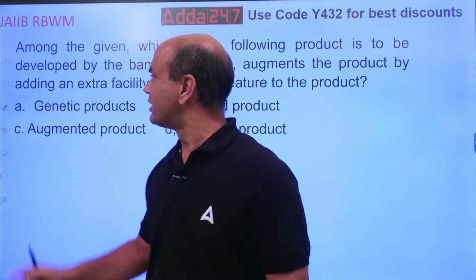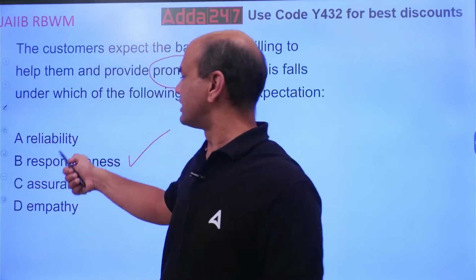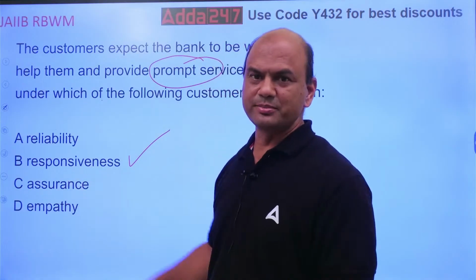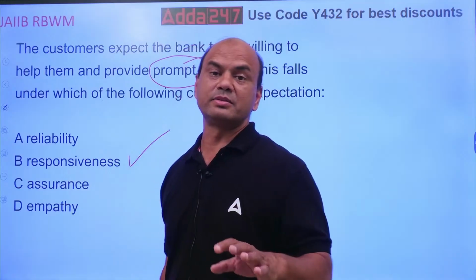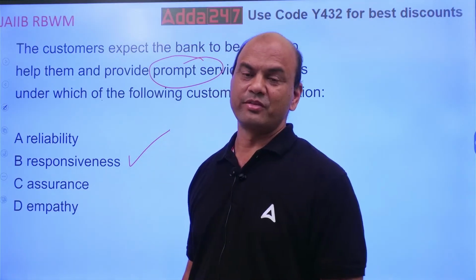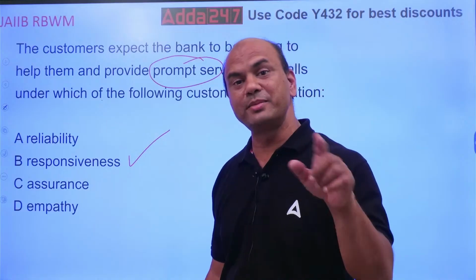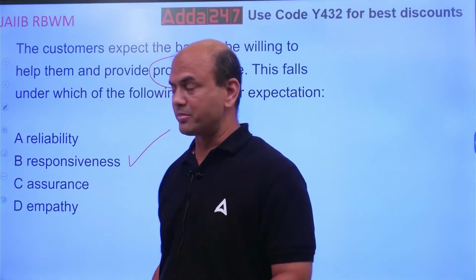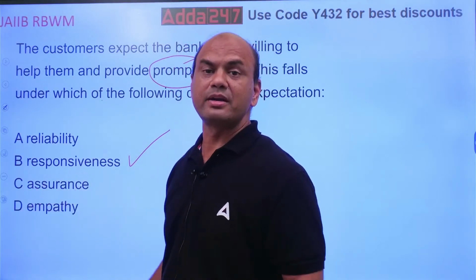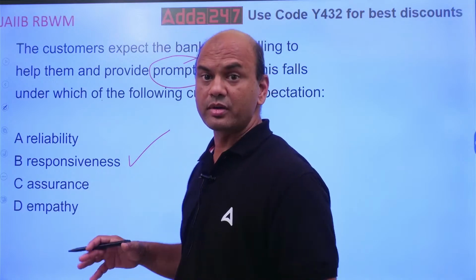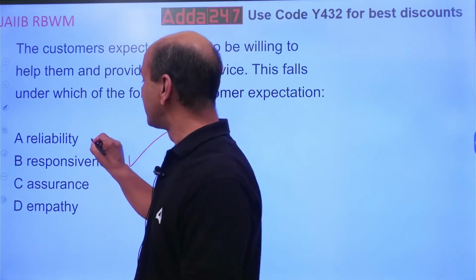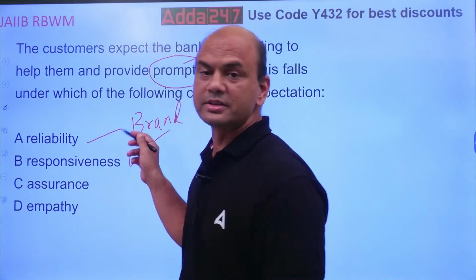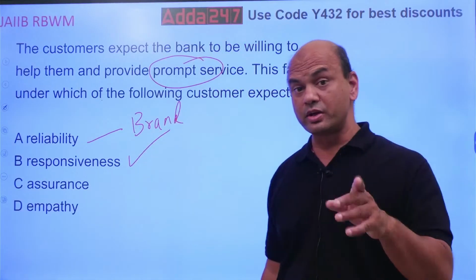Okay, somebody was asking me, what about this? Others: reliability, assurance, empathy. What do you mean by this? This is very simple. Reliability means when will the customer feel reliable on you? When your brand name is perfect, means your brand name is big. People trust brand names nowadays, at least for banking and finance. So your reliability will come when your brand name is perfect or big. If they hear something bad about you, they won't feel you reliable.